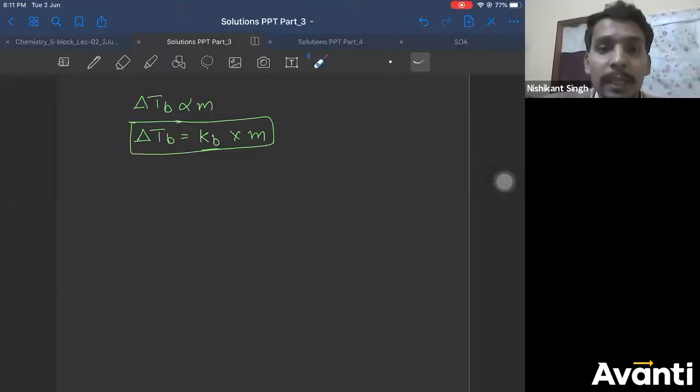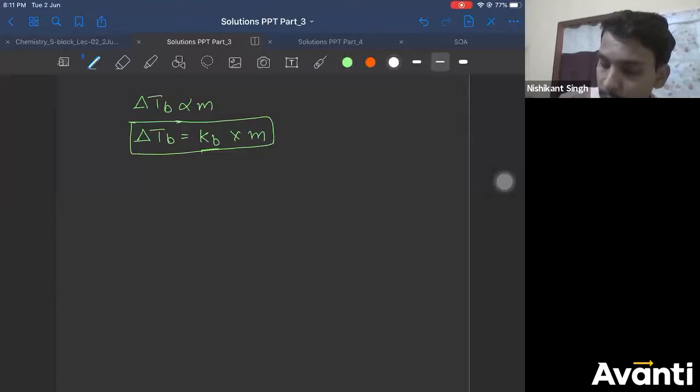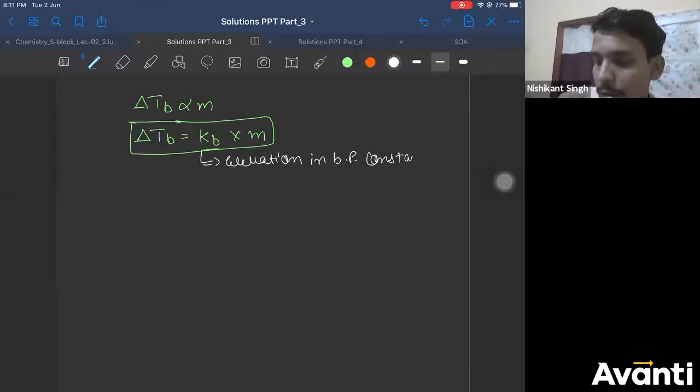Right? So what I said here was, now see carefully here, molality of solution. So delta TB, so what is Kb first of all? Let us define Kb also. Kb is called elevation in boiling point constant. Elevation in boiling point constant, right? Or it is also called ebullioscopic constant, right?